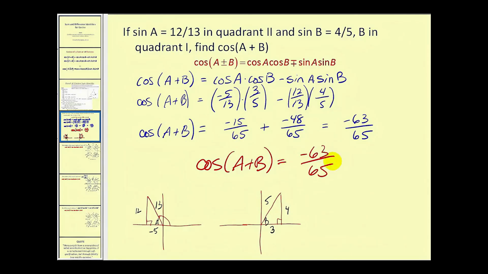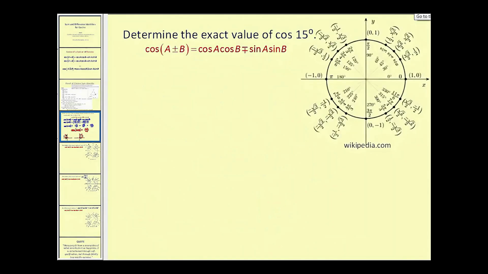Okay, let's go ahead and take a look at a couple more problems. Here we want to determine the exact value of cosine 15 degrees. Well, 15 degrees is not one of those nice reference angles, but we can use a sum or difference of two angles that would be reference angles to obtain an angle that would be equal to 15 degrees. So for example, if we use the reference angle of 45 degrees and then we subtracted the reference angle of 30 degrees, that would give us an angle of 15 degrees. So we can use angle A equal to 45 degrees and angle B equal to 30 degrees.